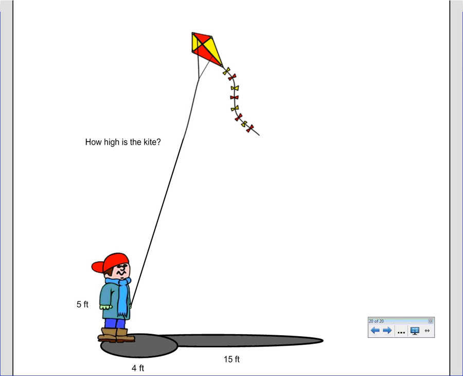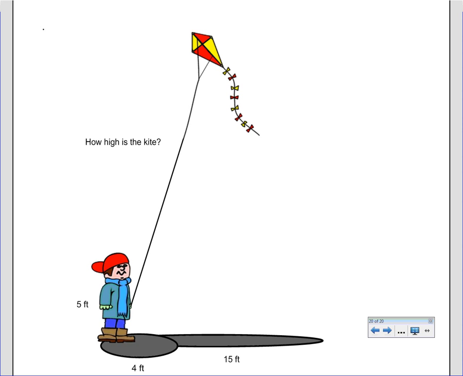Shadow problems and mirror problems are very similar. Okay, so we got this dude down here, and he's flying his kite. He's 5 feet tall, and he recognizes that his shadow is 4 feet tall. He's flying his kite, and the kite's shadow is 15 feet long. He measured it out. How high is the kite?